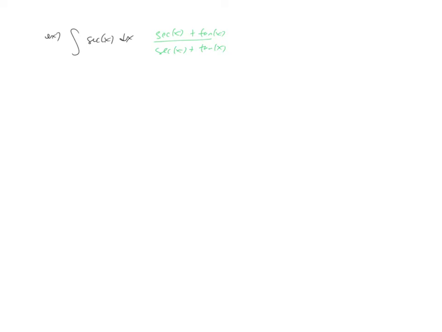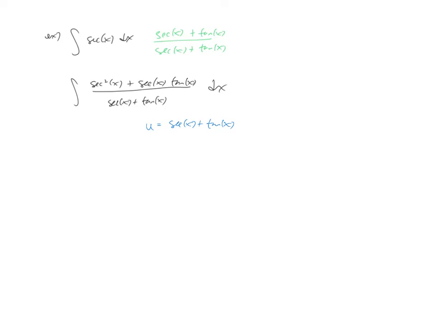And so when we do this, in the numerator, that's going to be a secant squared x plus secant x tangent x. And in the denominator, we would have this secant x plus tangent x. And so from here, we went ahead and we let u equal the secant x plus tangent x.